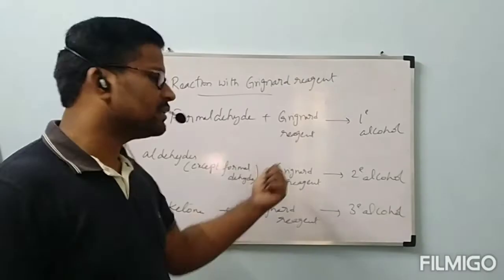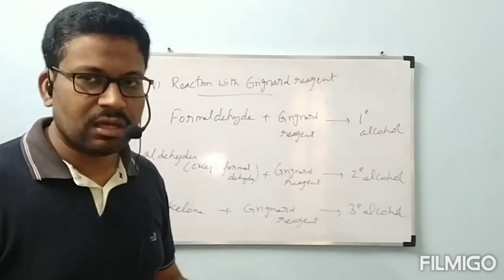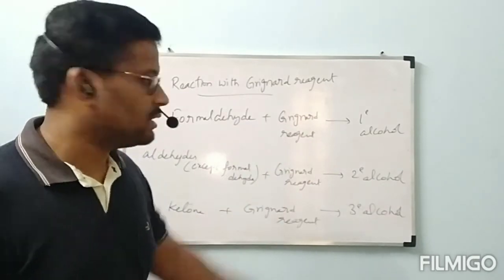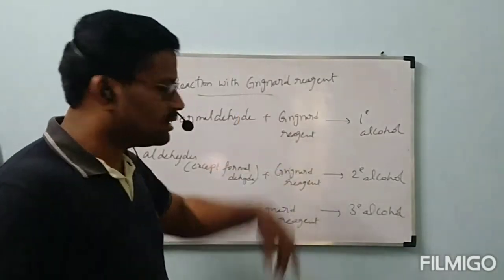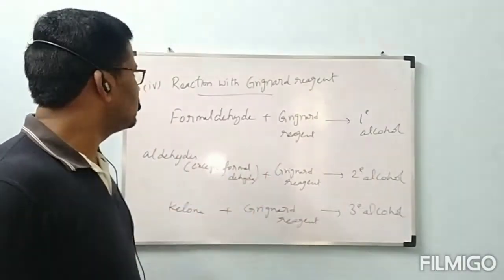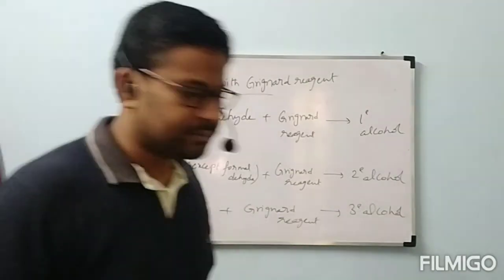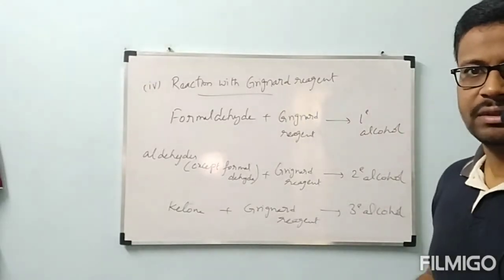Which substance will react with Grignard reagent to form which alcohol, that one we have seen clearly here. In what way the reaction takes place, we have seen in preparation of alcohols. These are all preparation of alcohols only, in presence of dry ether. This is about the reaction with Grignard reagent. This is the fourth one. Next we will see the fifth one. You can note down.